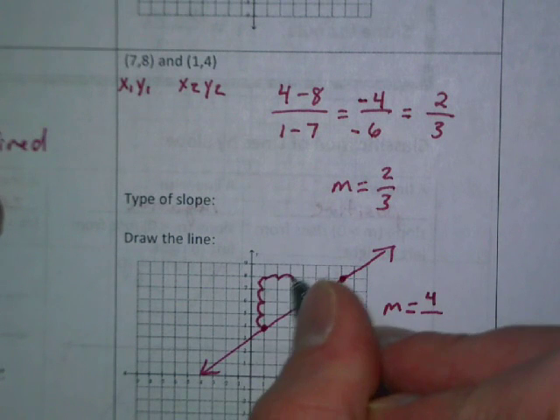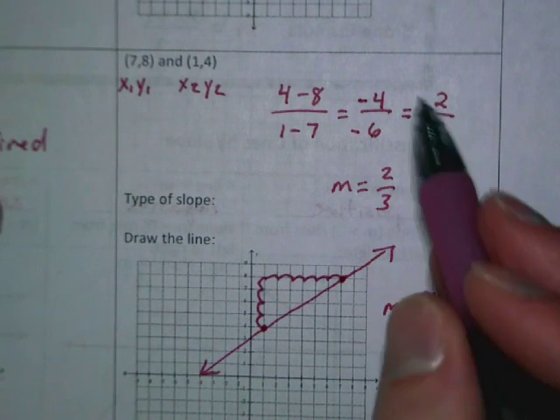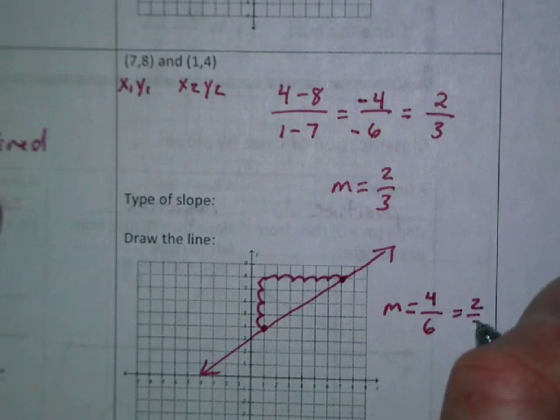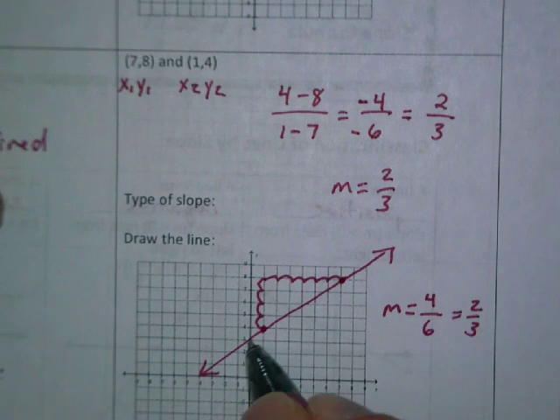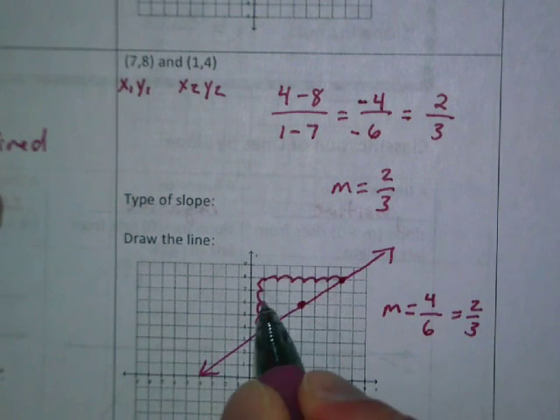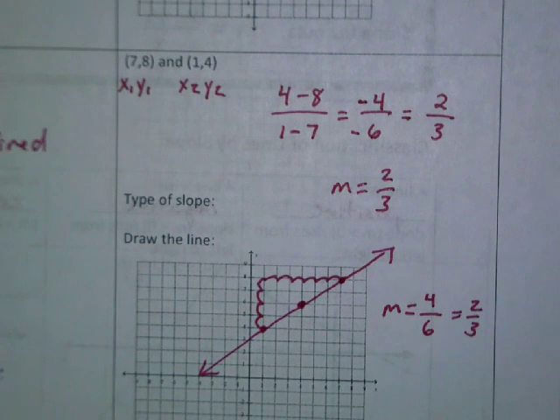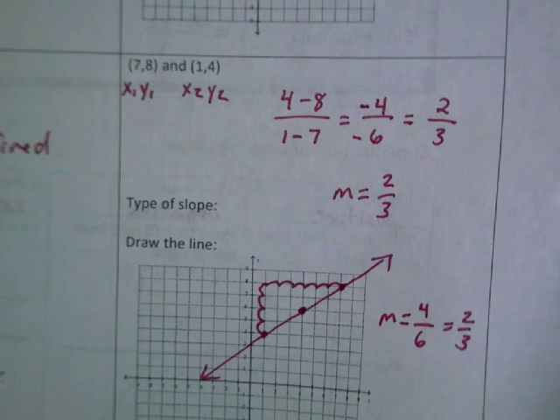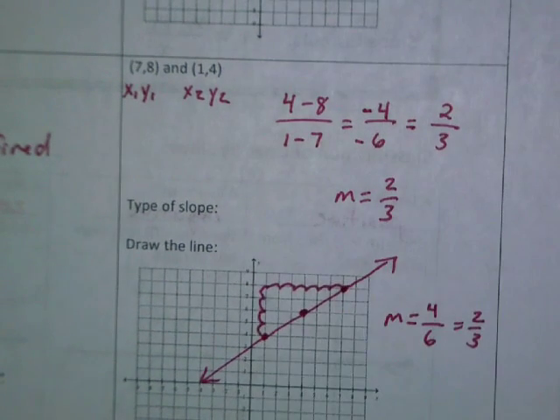Count your vertical change, 1, 2, 3, 4, over 1, 2, 3, 4, 5, 6. So we get 4 over 6, which we already know up here reduces to 2/3. If you can reduce the fraction, that tells you there was a point on that line between those two, and that point is right there. If I look at that point, I'm going up 2, right 3. So the closer you can pick 2 points, the less chance you're going to have to reduce a fraction.